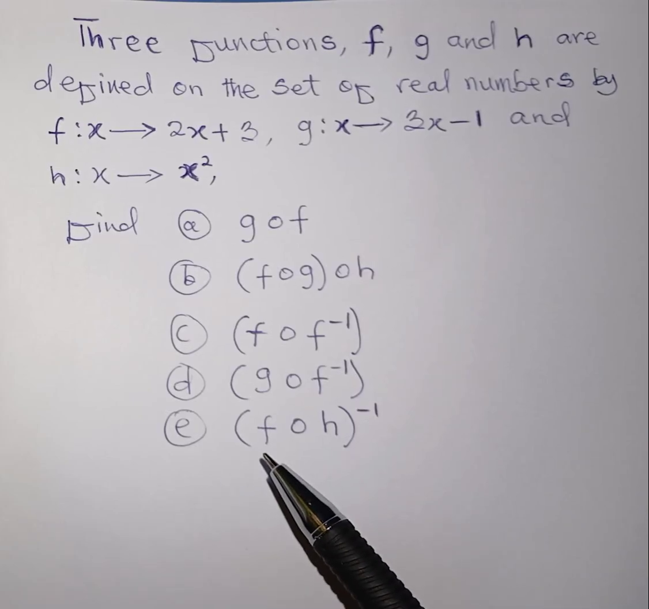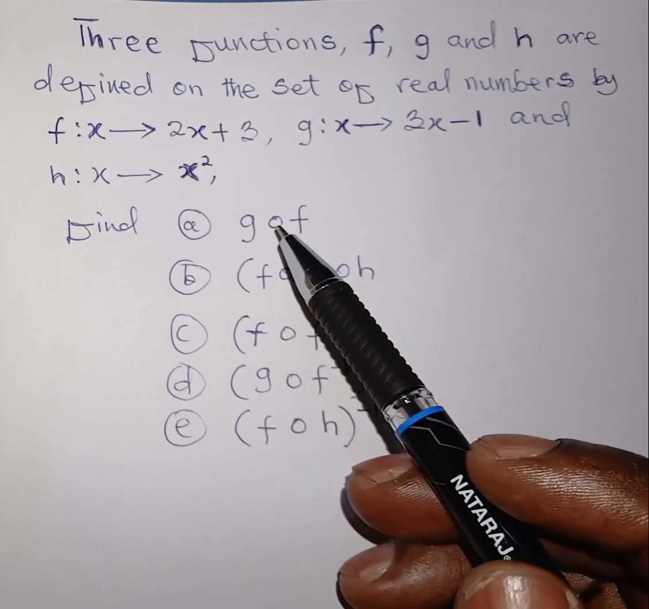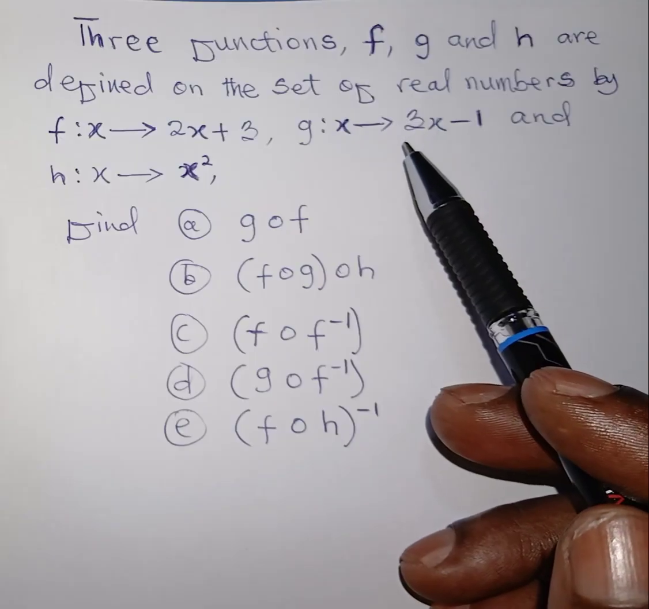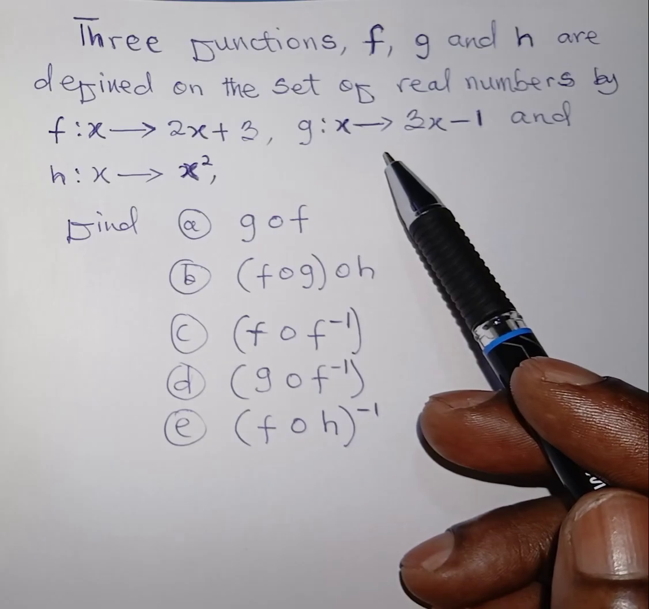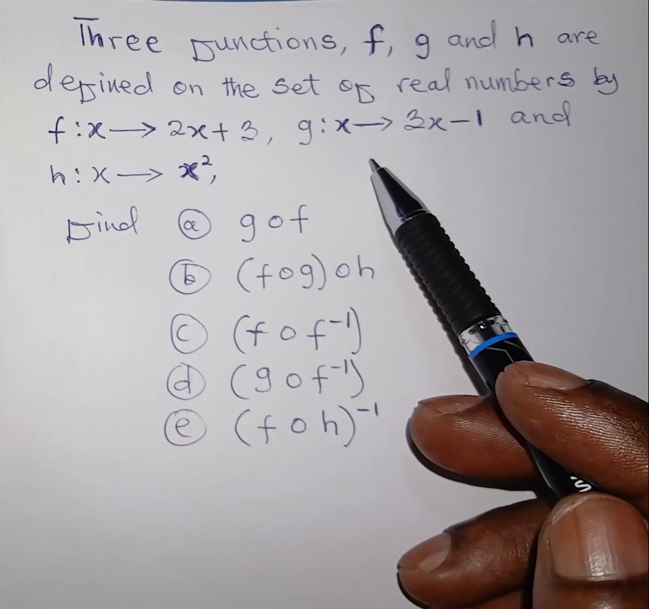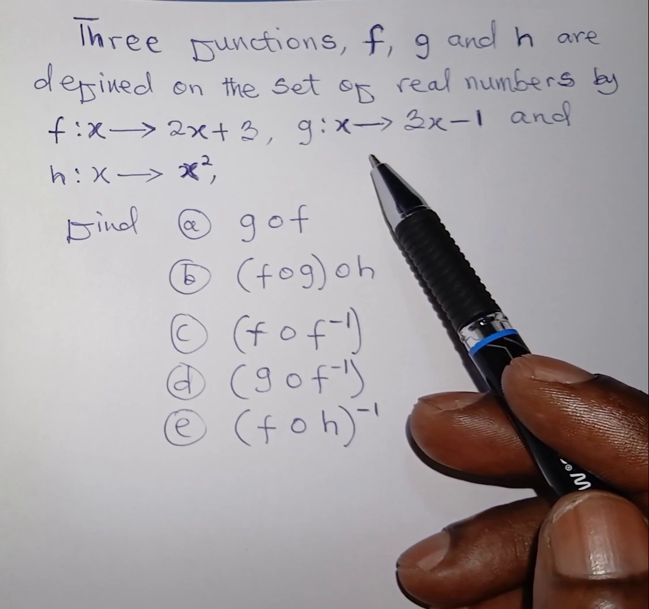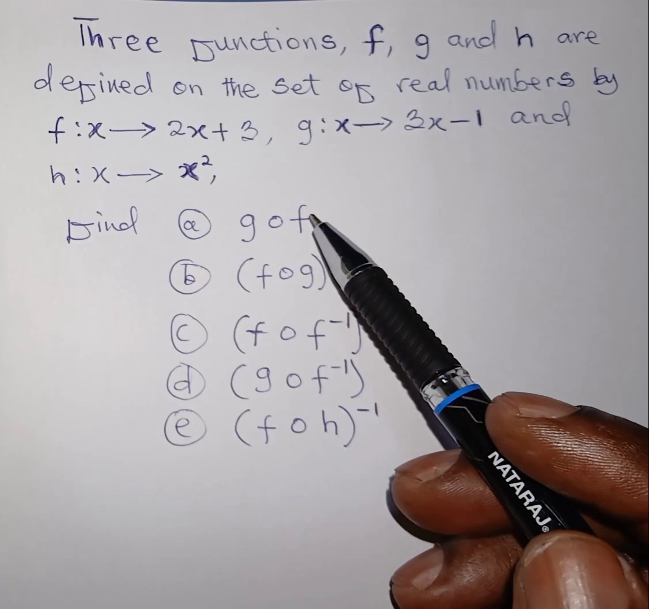Great. So let's take this example and see how we can solve them. In this question, we are saying that three functions f, g, and h are defined on the set of real numbers by f such that x maps onto 2x plus 3, g such that x maps onto 3x minus 1, and h such that x maps onto x squared. And we are to find the following.